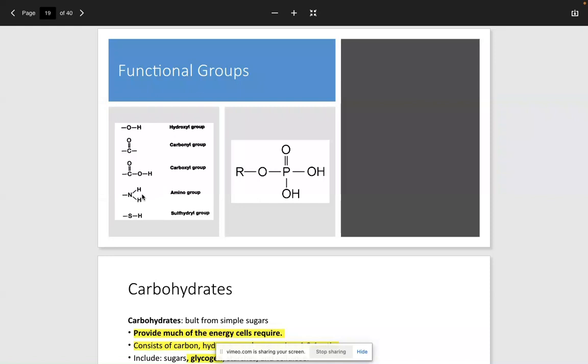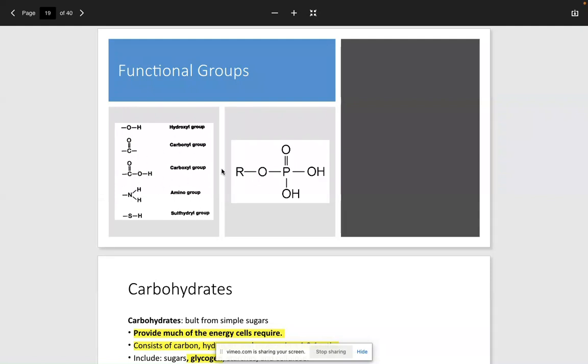So just to show you exactly what a functional group is, a functional group is going to be a group that is attached to a carbon, and it's going to give the molecule its properties. So a hydroxyl group is just an oxygen bound to a hydrogen. We call a carbon double bonded to an oxygen a carbonyl group, as you can see here on the left-hand side of the screen. This C double bonded to an O, this is the same thing as a carbonyl, right? But it just has a hydroxyl group attached, right?